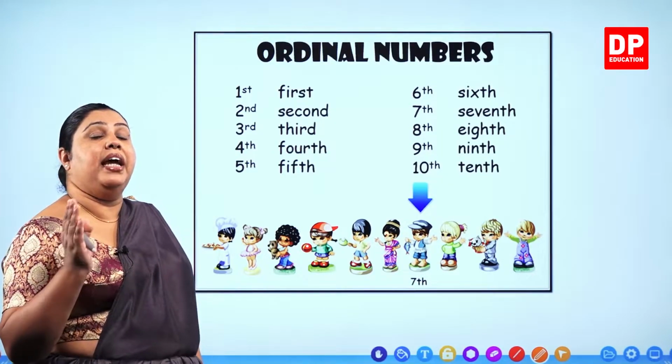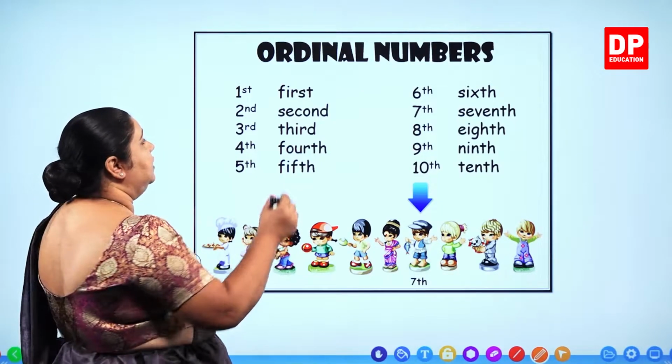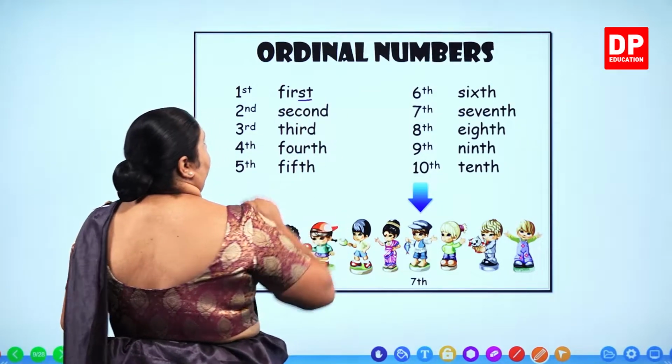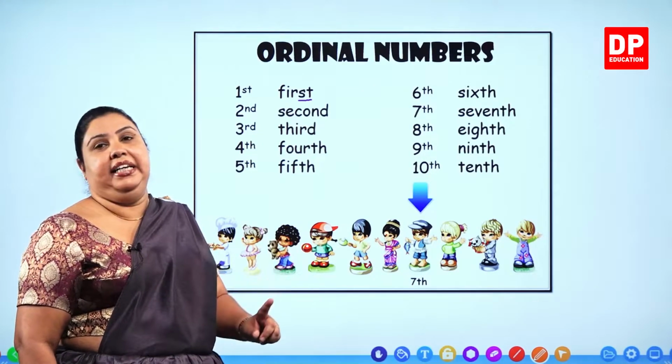This is the way we write the word first. F-I-R-S-T. Now look at the last two letters. First. We finish the word with S and T.